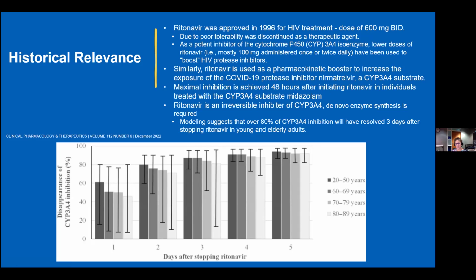So this particular study that you see the graph here below was trying to show how soon after stopping ritonavir you would be able to metabolize medication again through 3A4, which typically occurred around day 3 to 5, where you were close again to about 100% disappearance of that inhibition.